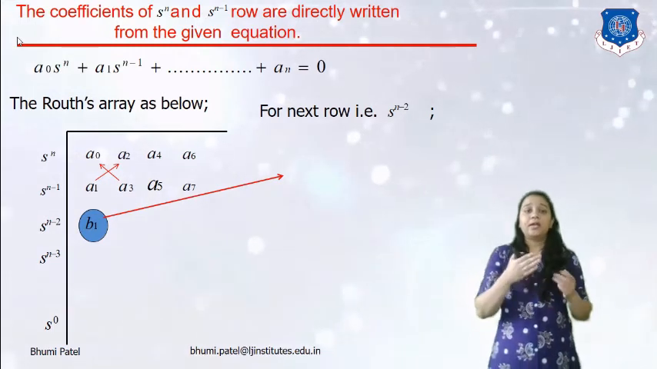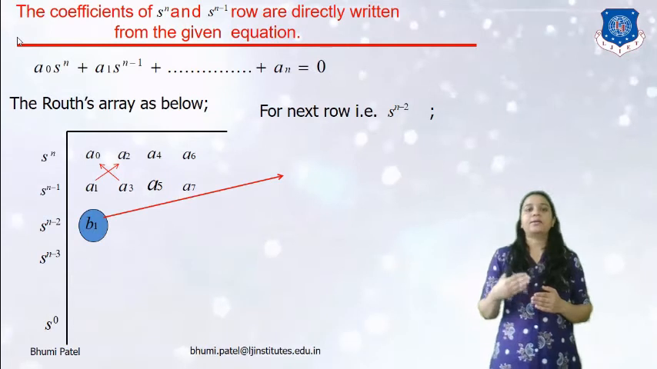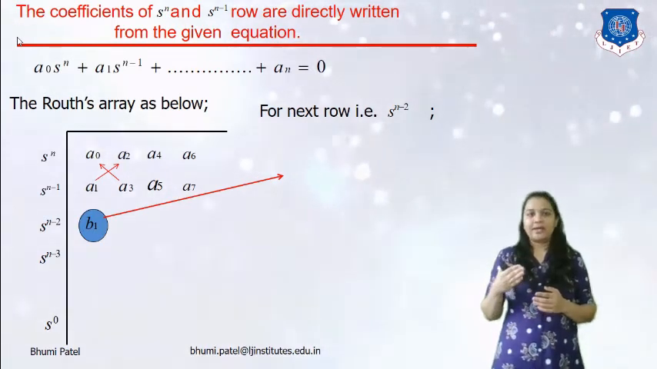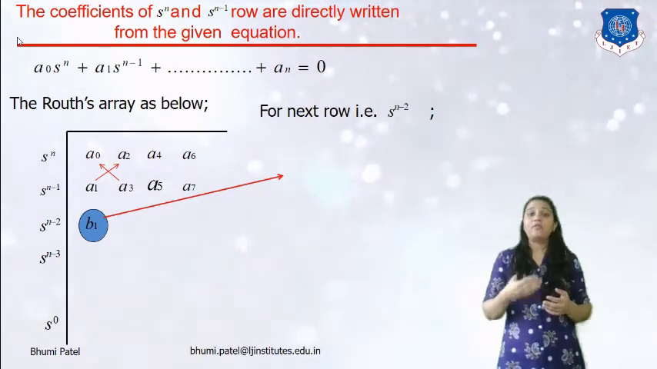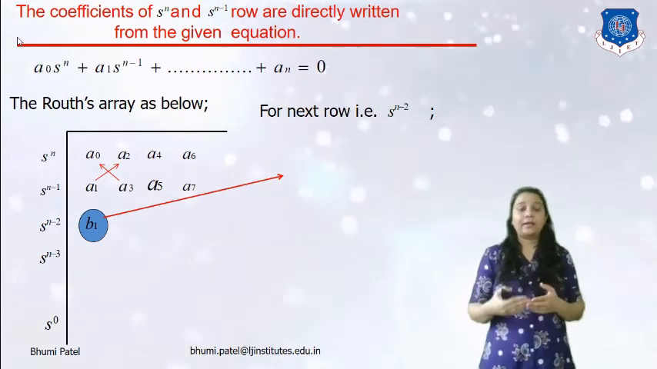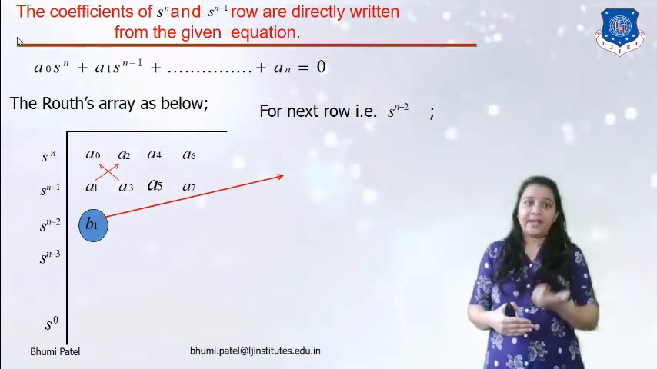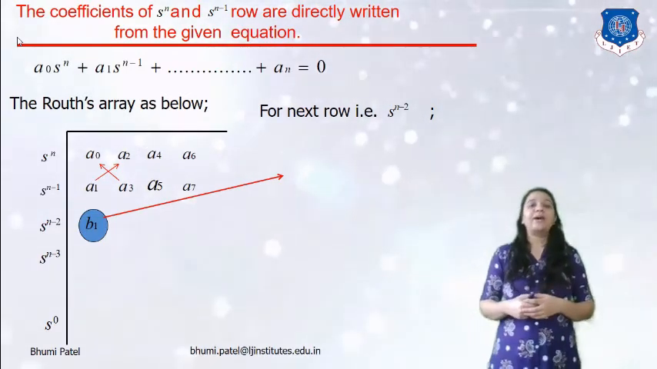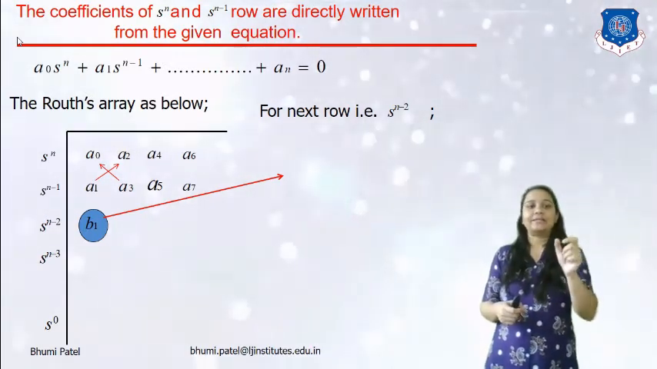So here an equation is given: a0 s raised to n plus a1 s raised to n minus 1 plus up to an is equal to 0. Now we have to draw a Routh array criteria. So first of all we have to write the maximum power of s. Here the maximum power of s is n, so we can start the table with s raised to n.